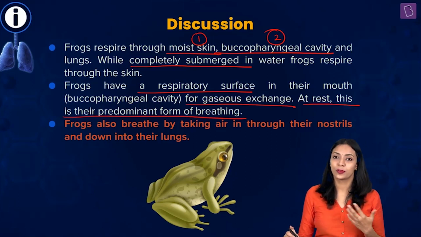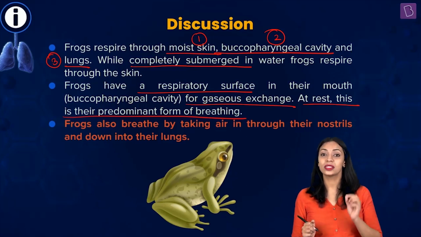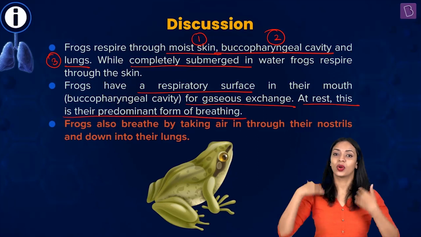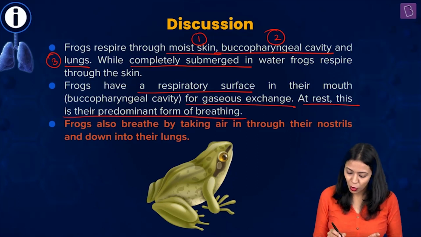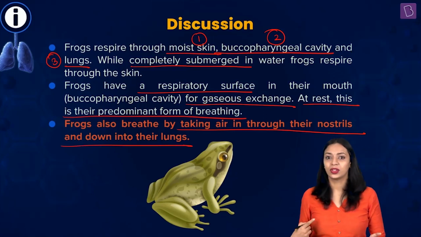Another means by which frogs can respire is by lungs. That is known as pulmonary respiration. Frogs have nostrils through which air can be drawn into their lungs. So frogs also can breathe by taking in air through their nostrils and down into their lungs.